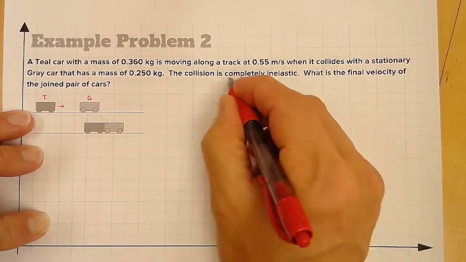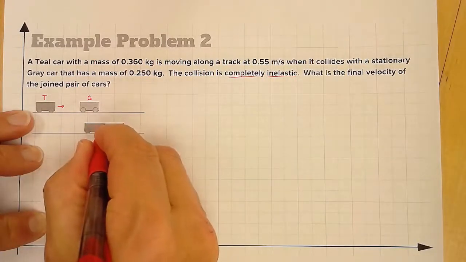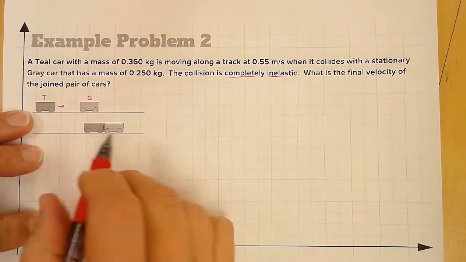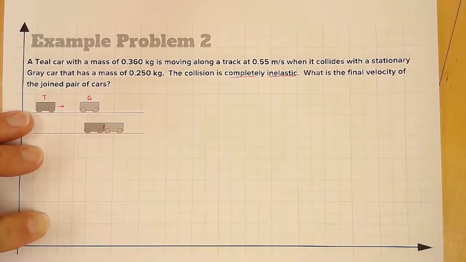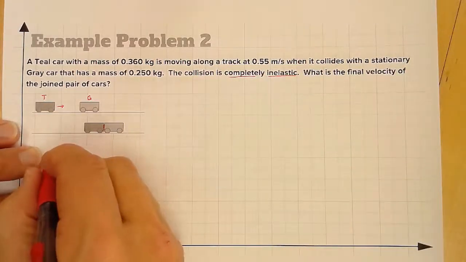it's a completely inelastic collision. That means that they hit and they stick together. So these two cars are joined here after the collision, and they move off together. So this is very similar to the problem we did in lab. Okay, so let's write down what we know.